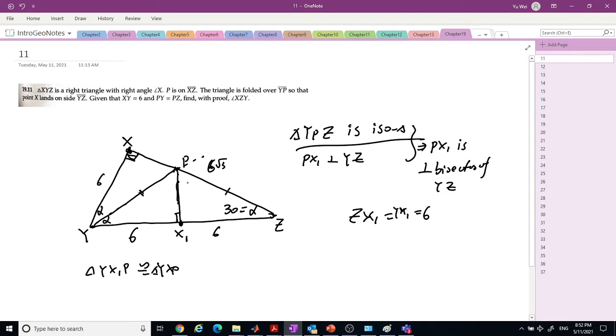This is this triangle, right? So now you can see angle xzy, which equals alpha, equals 30 degrees. Okay. Next.